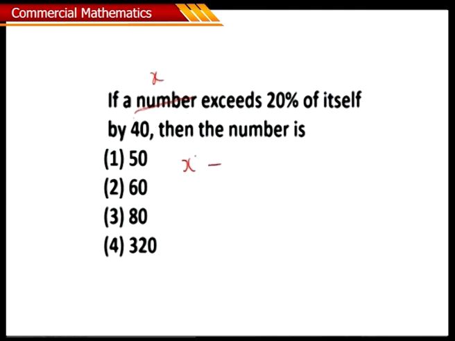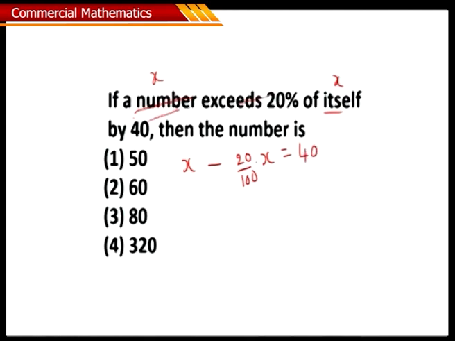The number is larger than what? 20% of itself. Itself means x. 20% of x means 20 by 100 into x. Then it is given 40. You observe, the number is taken x, 20% of itself means 20% of x, and exceeds means excess.